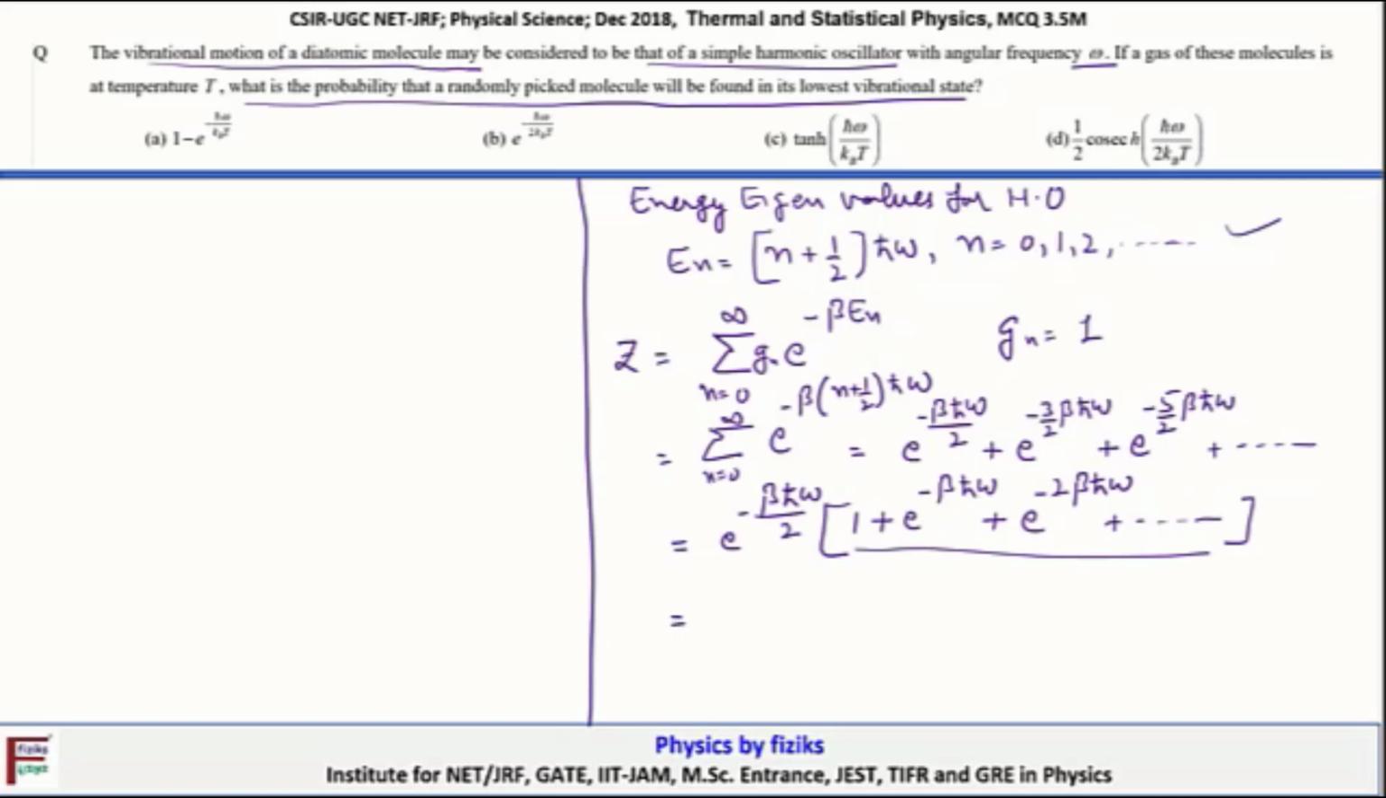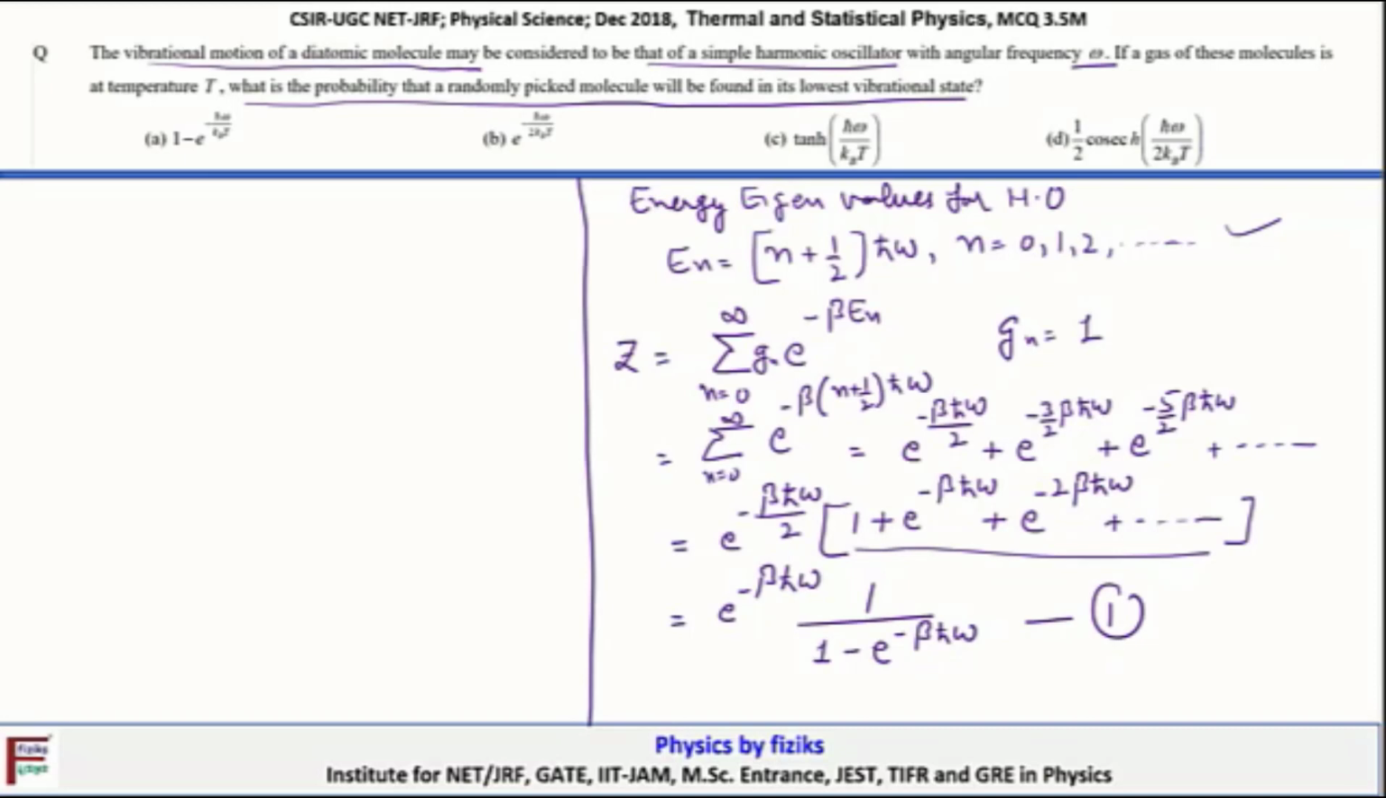So this is further equal to exponential minus beta h cut omega by 2, and the sum of the series is equal to a upon 1 minus r. Here a is the first term, which is 1, so 1 upon 1 minus the common ratio, which is exponential minus beta h cut omega. So this is the partition function basically. Let's call this equation 1.